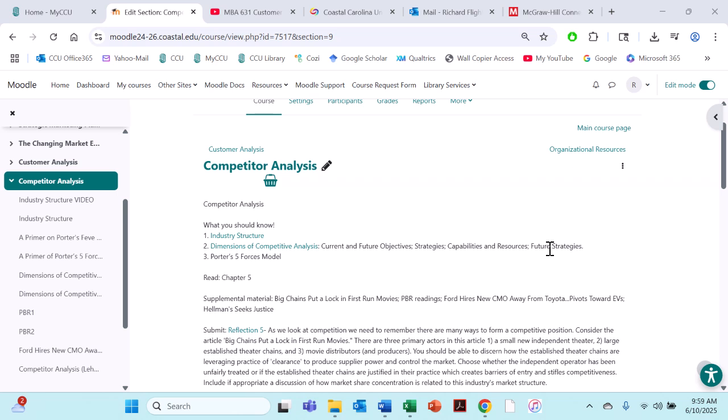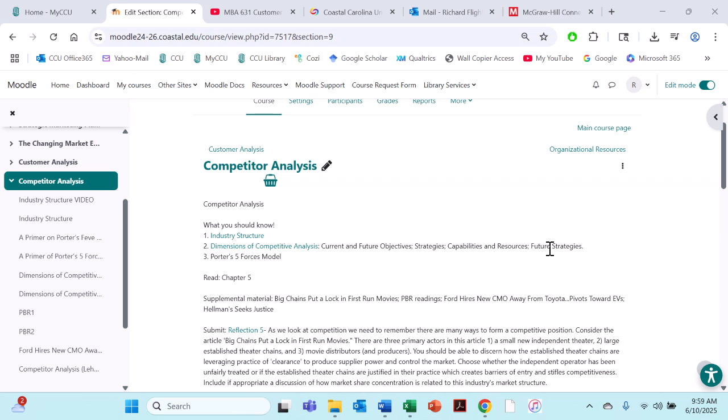So a couple of the readings, Big Chains Put a Lock on First Run Movies, and Pabst Blue Ribbon, those two deal specifically with this interplay between competitors that interfere with or manipulate power structure across the chain at different stages. And so it's a real interesting dynamic to think about.